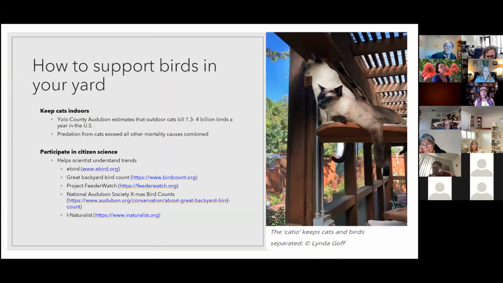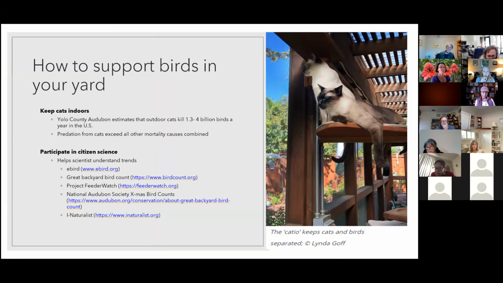Other ways to support birds in your yard: if you do have a cat, keeping your cat indoors will really help the local bird population. Our local Audubon in Yolo County estimates that outdoor cats kill 1.3 to 4 billion birds a year in the US. That predation from cats exceeds all other mortality causes combined, so they really can be pretty detrimental.